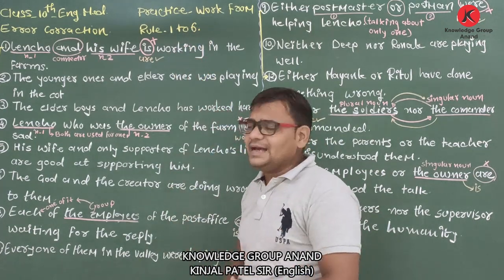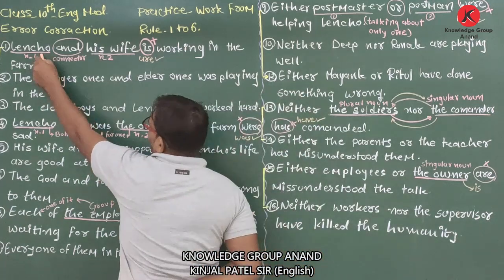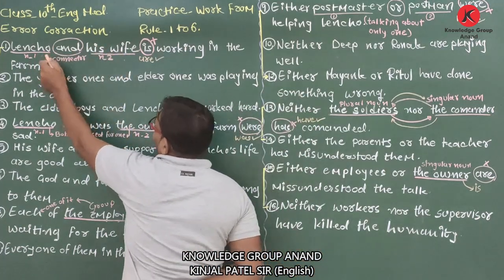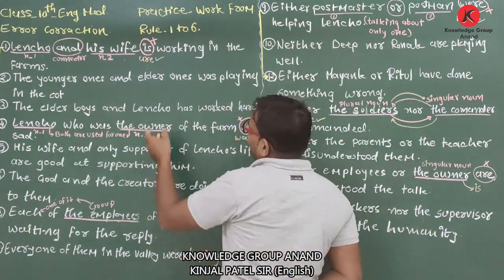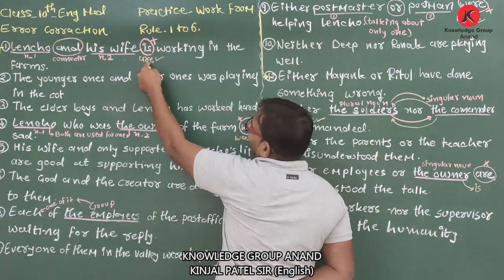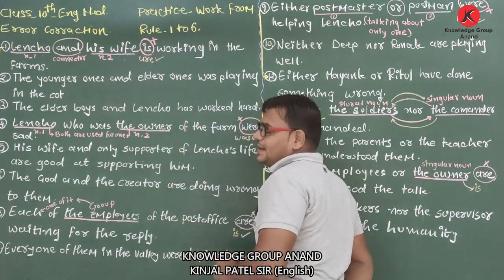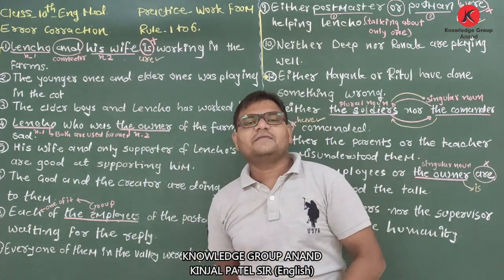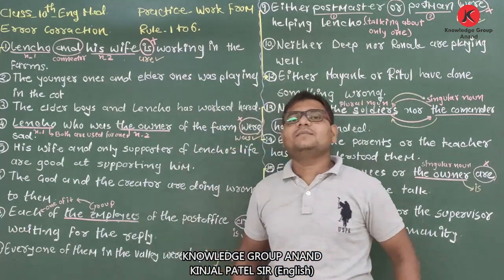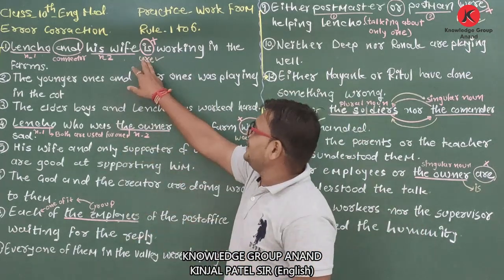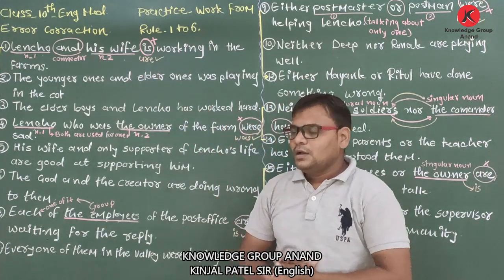What would be the right answer? Lencho and his wife, these are two characters, right? More than one, so here you have to put are in place of is. Only then will your sentence be corrected. यहाँ पे तभी आपकी statement correct होगी जब आप यहाँ पे are put करोगे.